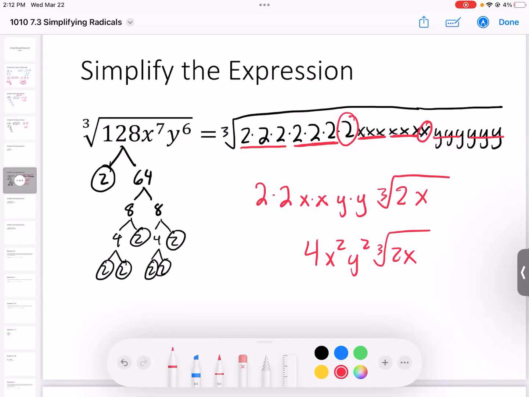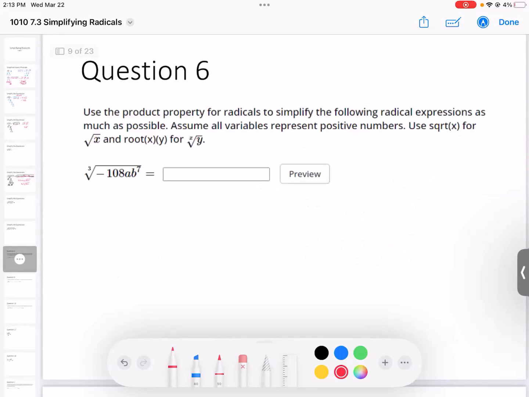Okay, cool. If you guys want to open up your homework, I'm going to start on question 6 because this one has a negative number.